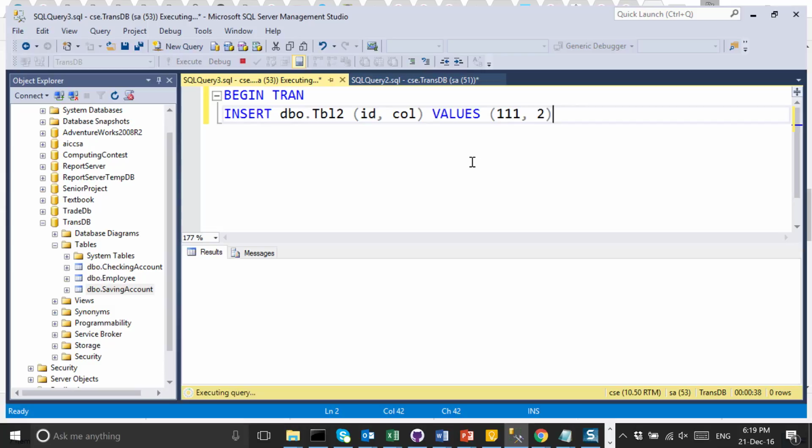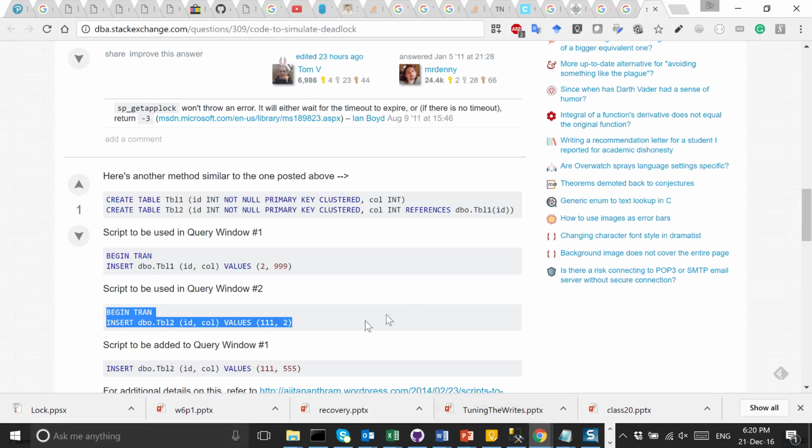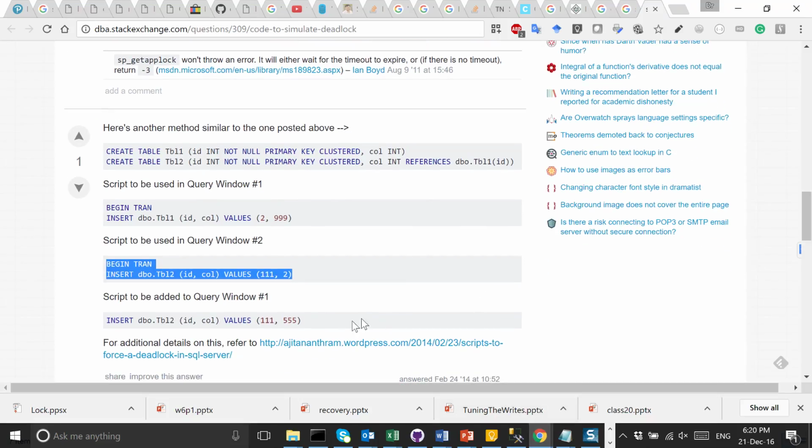But of course, it is locked by the T1 because the transaction in T1 is not committed yet. This is basically asking for a shared lock. It's not being given a shared lock because T1 has an exclusive lock. Okay, so far no problem. But this guy will be waiting. As soon as the T1 commits, then this will be allowed to proceed. But the deadlock happens when we go to the other window.